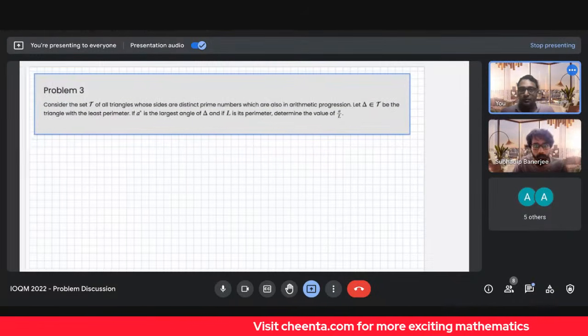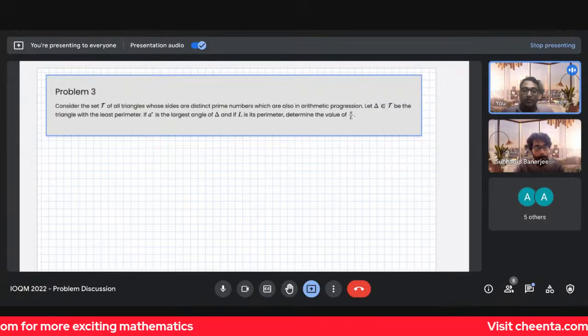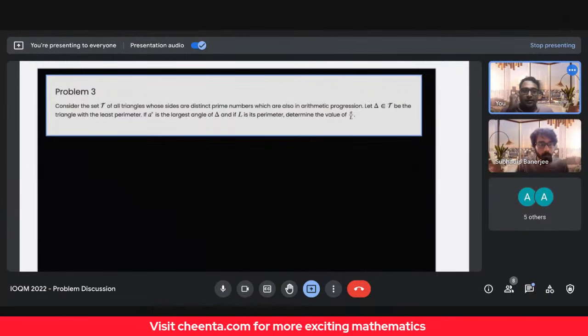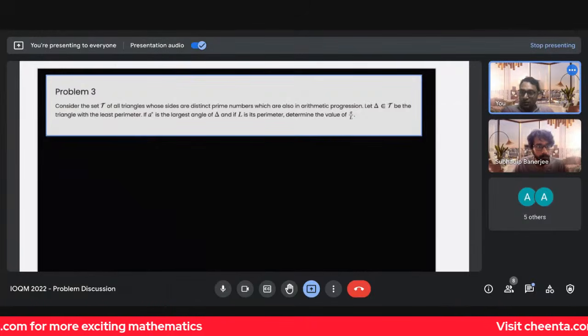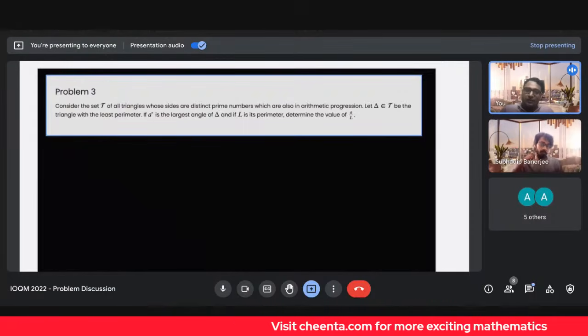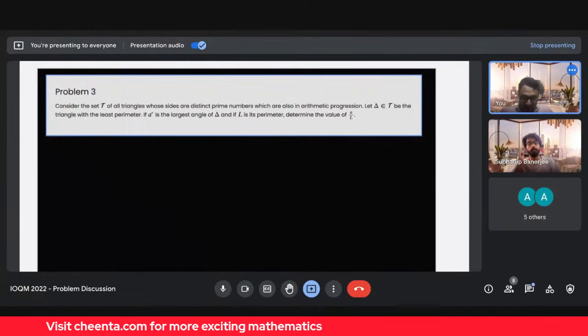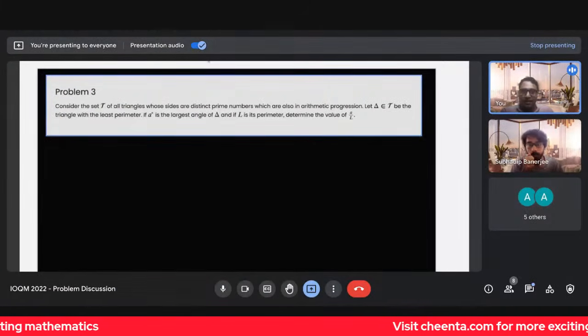All right. It's here. There is a set script T of all triangles whose sides are distinct prime numbers and also in arithmetic progression. And delta is an element of that particular set with the least perimeter. If a degree is the largest angle of delta, and if L is its perimeter, determine the value of a by L.